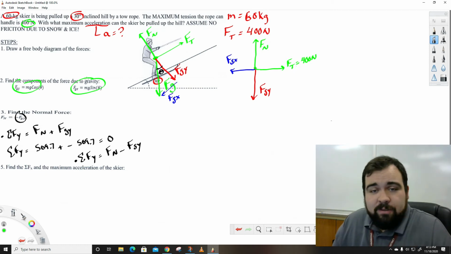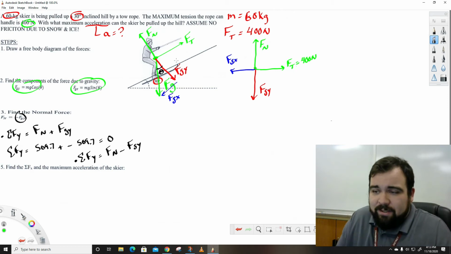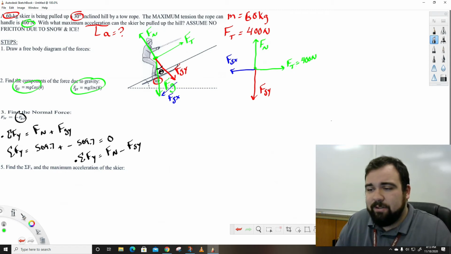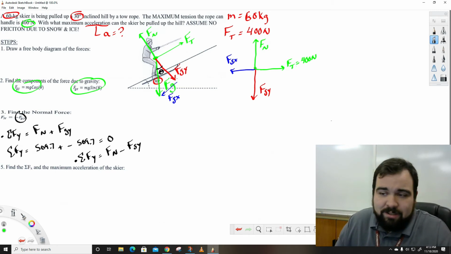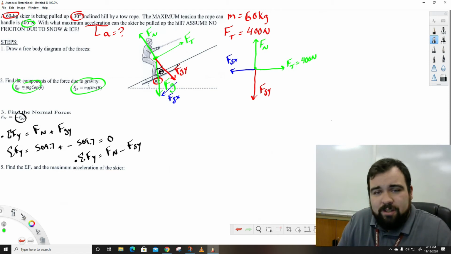Those are very similar to the velocity equations we used, where Vx is V cosine theta and Vy is V sine theta. The difference here is this angle theta. Because of where theta is and the orientation of it compared to our FGX and FGY, that means our y component is now the adjacent side, our x component is the opposite side. So we use cosine with our FGY component, and we use sine with our FGX component.